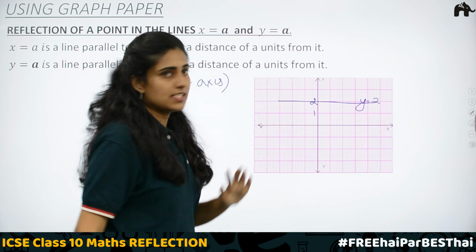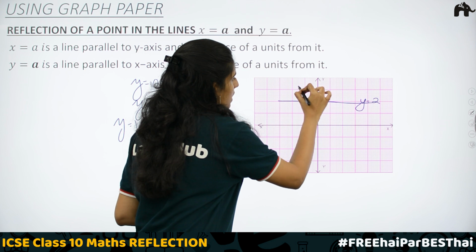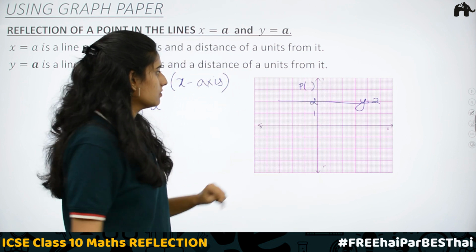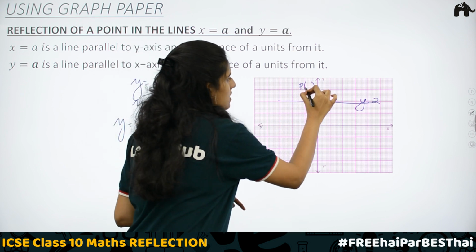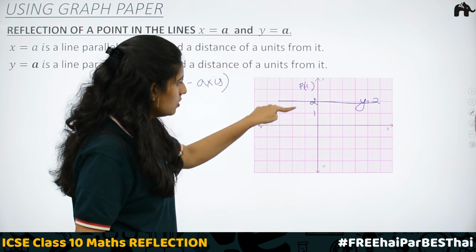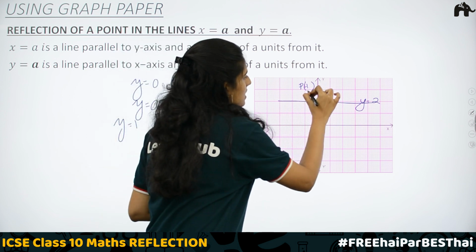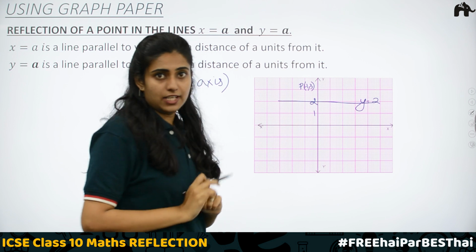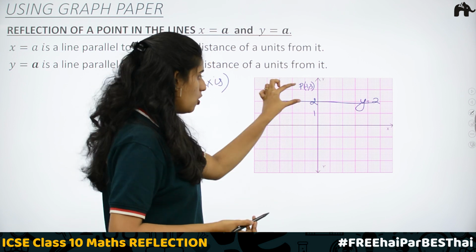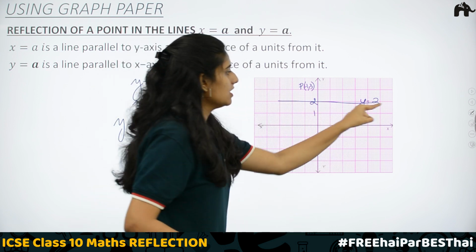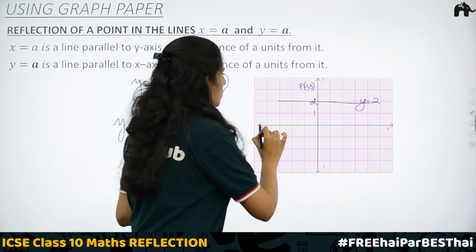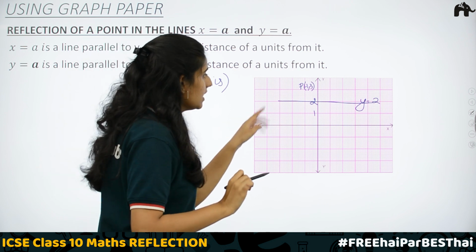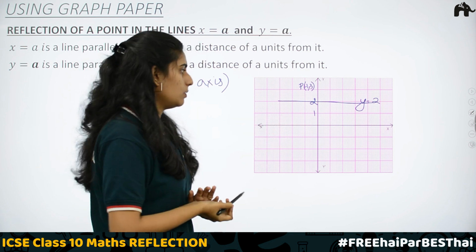Now let me consider a point. This is my point P. What are the coordinates of P? X distance, minus 1, and the y distance 1, 2, 3. Y distance 3. Okay. I need to find the reflection, image of this point, and the mirror line is y is equal to 2. So, when you have x-axis as the mirror line, you will be getting x coordinate same and the y coordinate will be changing.